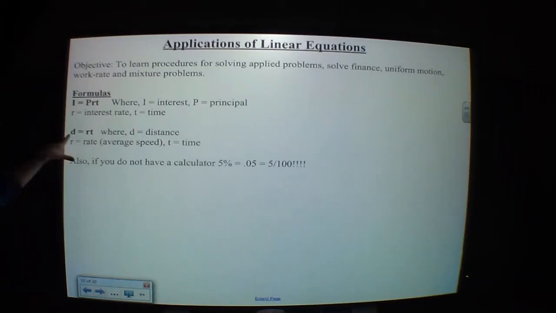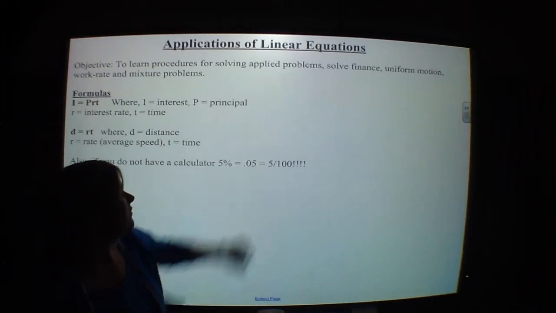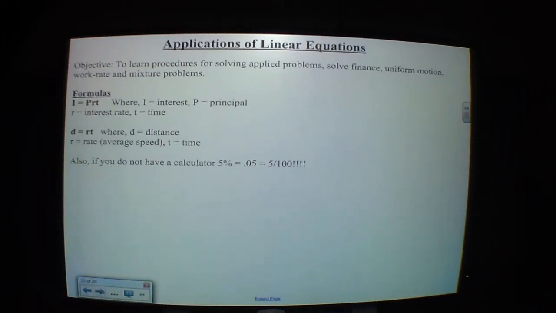And also, D is equal to RT. Your distance is equal to rate times time. Be very careful when you're using them. Use labels to make sure that things cancel out nicely, because sometimes when you have a rate like miles per hour, but you have a time in minutes, you can't do that. You need it all to be hours or all of it to be minutes. So you need to convert, okay? And also, remember 5% is 0.05 or 5 over 100. So if you don't have a calculator doing some of the problems, if you put it as a fraction, it might be easier to solve.